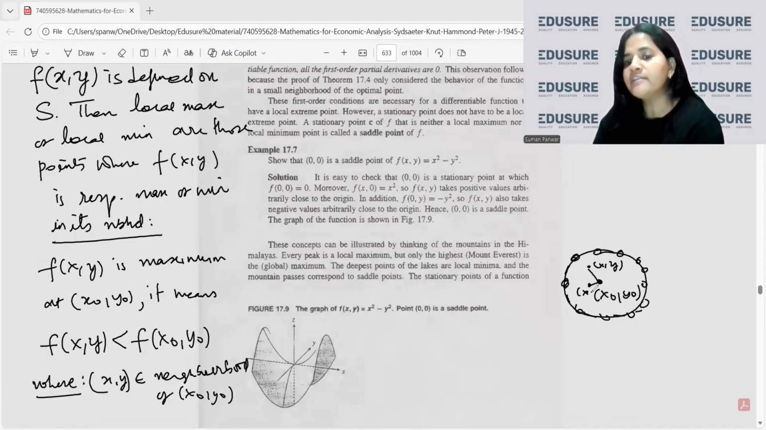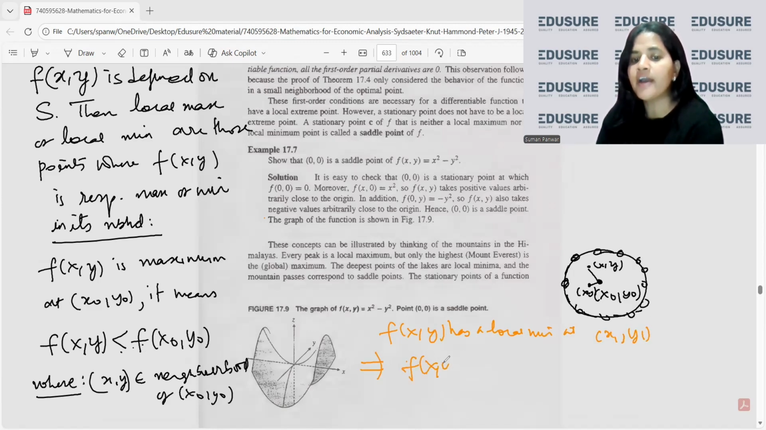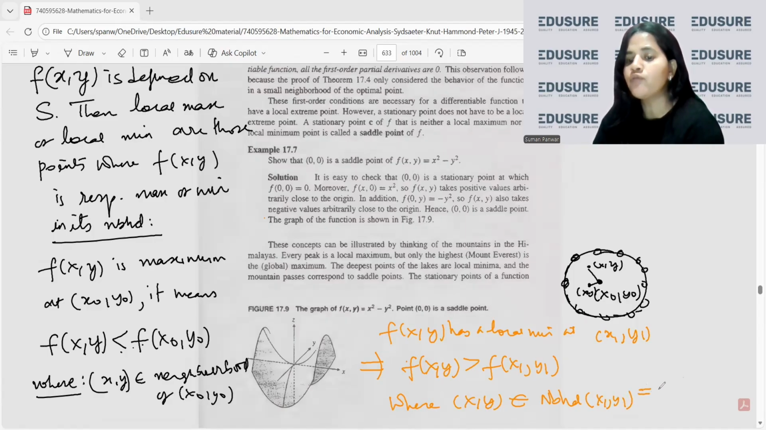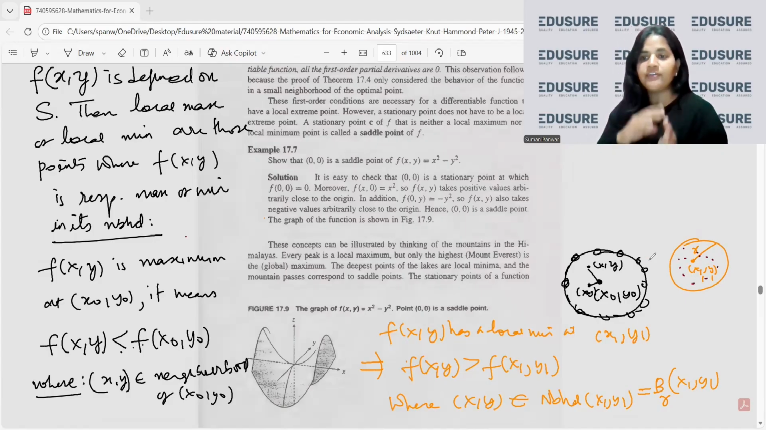So for all (x,y) in the neighborhood of (x0, y0), f(x,y) should be less than f(x0, y0), and that is what is meant by local maxima of a function at a point. Similarly, if f(x,y) has a local minima at (x1, y1), it would mean that f(x,y) is greater than f(x1, y1), where (x,y) belongs to a neighborhood of (x1, y1). That neighborhood is a ball with certain radius r centered at (x1, y1), and (x,y) are all the points inside this circle. So that is the definition of local maxima or local minima.